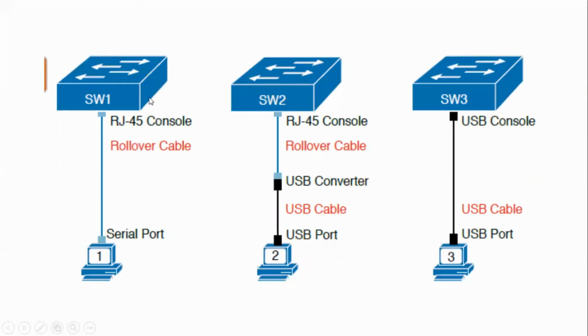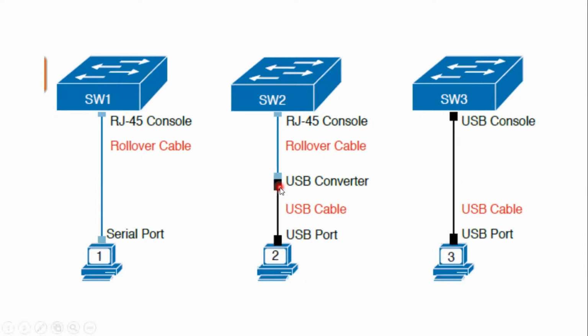Now you can see these are switches. It has an RJ45 console cable to a direct serial port if your PC has a serial port. But if you don't have the serial port, there is a USB converter. One side is USB connecting to your PC, the other side is serial. Here is the serial.